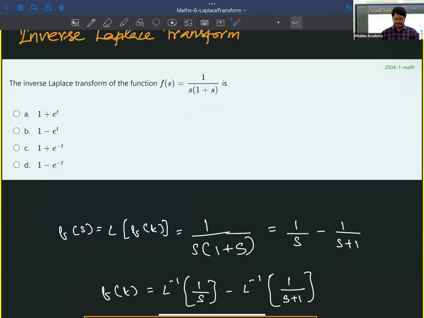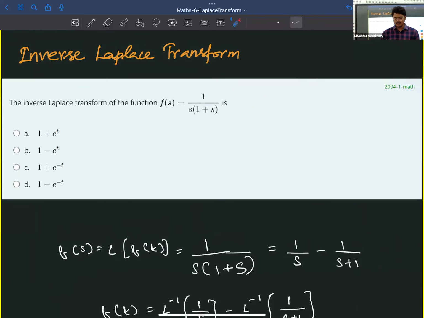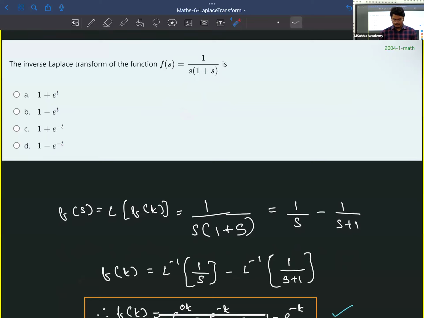So the inverse Laplace transform of a function. So this is an inverse Laplace. So F of s is equal to 1 by s plus 1 by s. So what you have to do is, F of s is equal to the Laplace transform of f of t, which is nothing but 1 by s into 1 plus s. We have to split, as we did in partial fractions. So 1 by s minus 1 by s plus 1. So when you take the LCM, you get this equation. So like this we have split this into fractions.